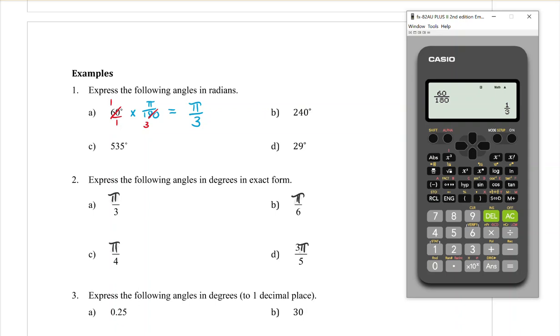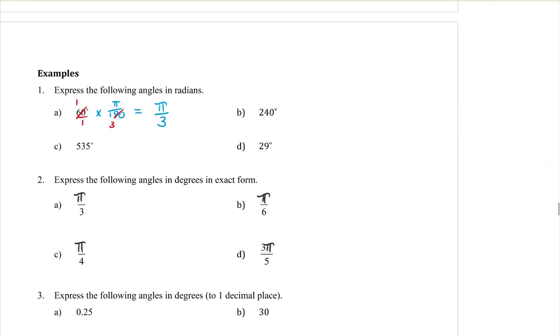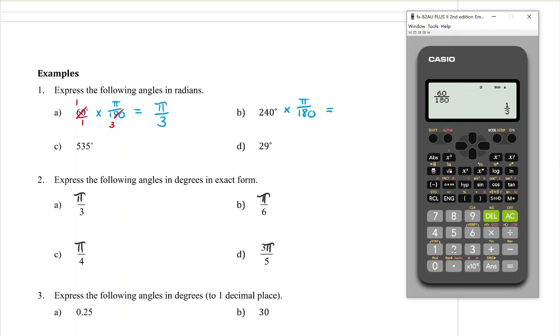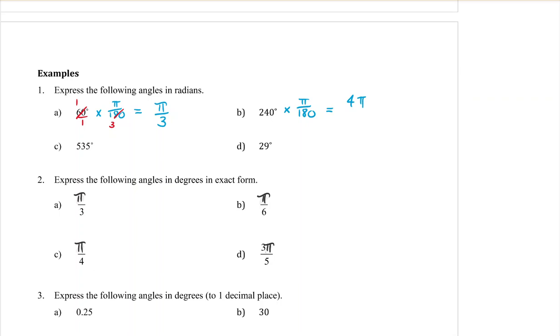Let's try that again. So for part B, to turn that into radians, I need to times by pi over 180 degrees. So let's do the easy option this time. Let's do the 240 over 180. Get the calculator to simplify it down. So it's 4 over 3. So my answer, I just put the pi on the top, 4 pi over 3.